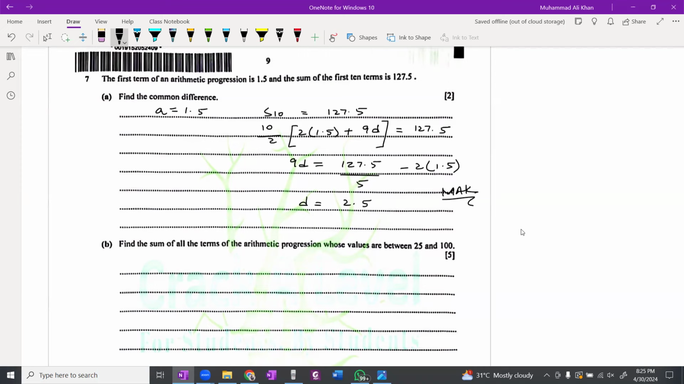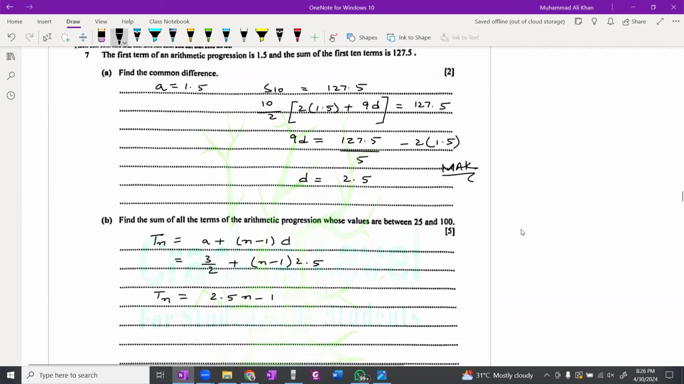So now, let's see what this is. First calculate Tn. Tn equals a plus (n minus 1) d. What is the value of a? The value of a is given in the first part, 3 upon 2, plus (n minus 1), and the common difference is 2.5. So Tn is 2.5n minus 1.